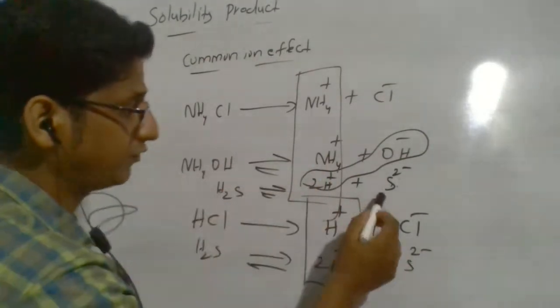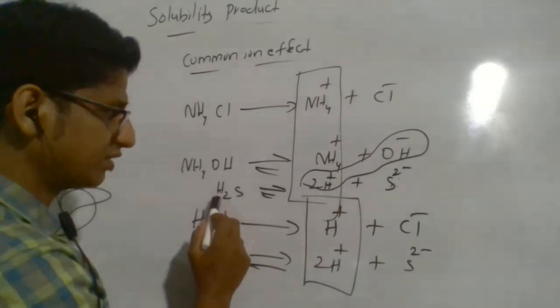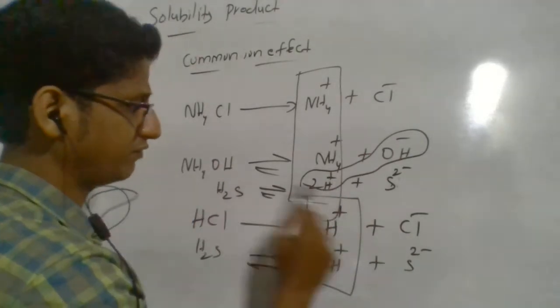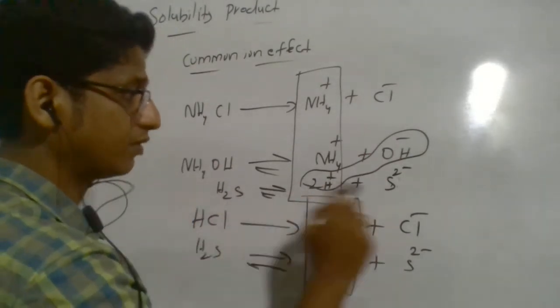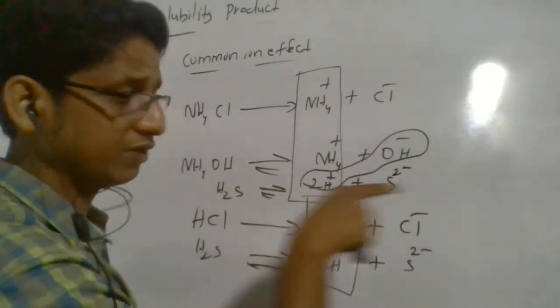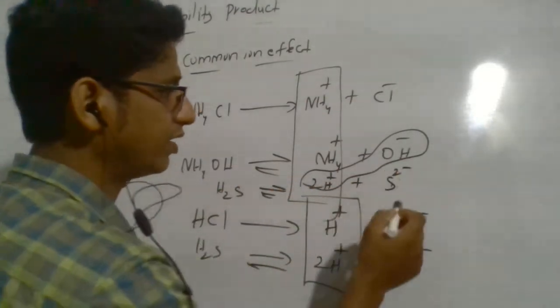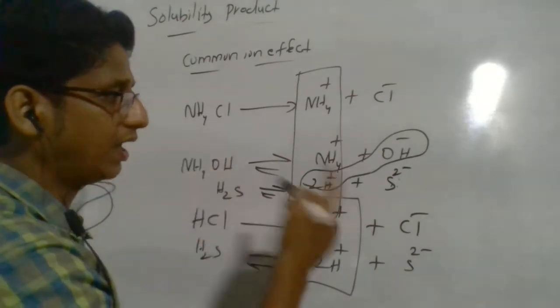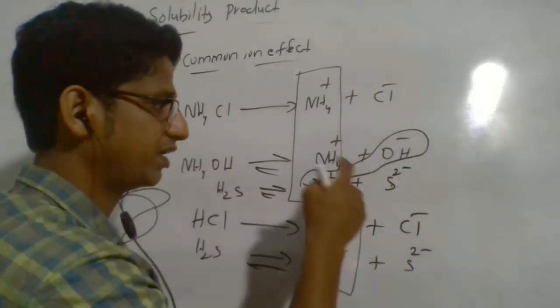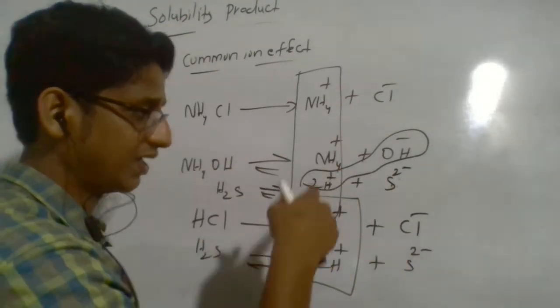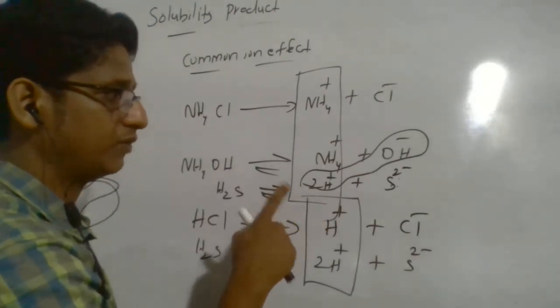How? By shifting in the forward direction. Now the system will shift in the forward direction. That means the forward reaction occurs, the dissociated form will be larger, or the sulfide ion concentration becomes larger, and you can see the precipitation of sulfide ions in the group 4 reagent.